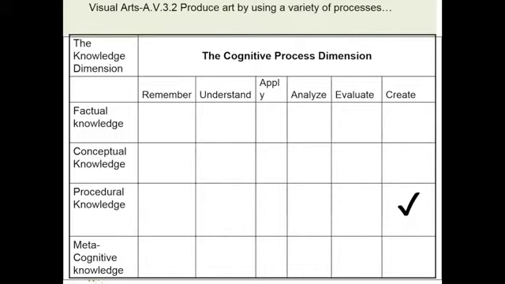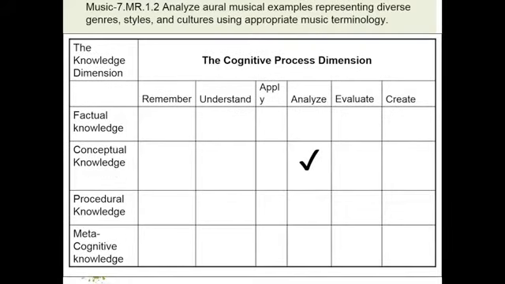Visual Arts AV 3.2, produce art by using a variety of processes appropriately, safely, and effectively, is a create because produce is a subverb of create. The focus is on process, so it is in the procedural knowledge dimension. Music 7 MR 1.2, analyze oral music examples representing diverse genres, styles, and cultures using appropriate music terminology, is clearly an analyze. The knowledge dimension is conceptual because it is focused on ideas and not discrete facts, processes, or the self.